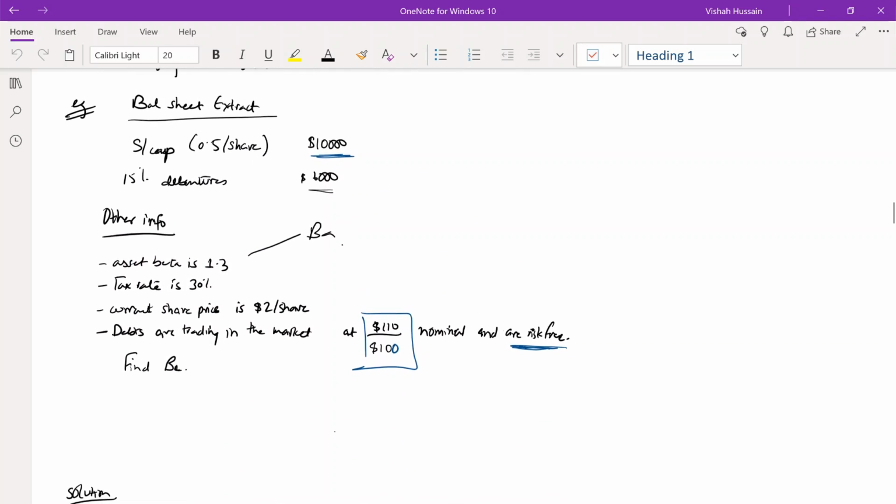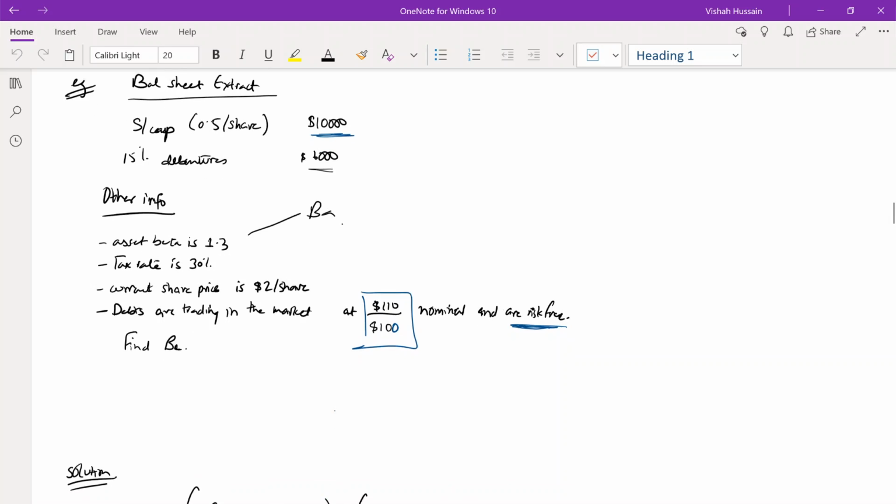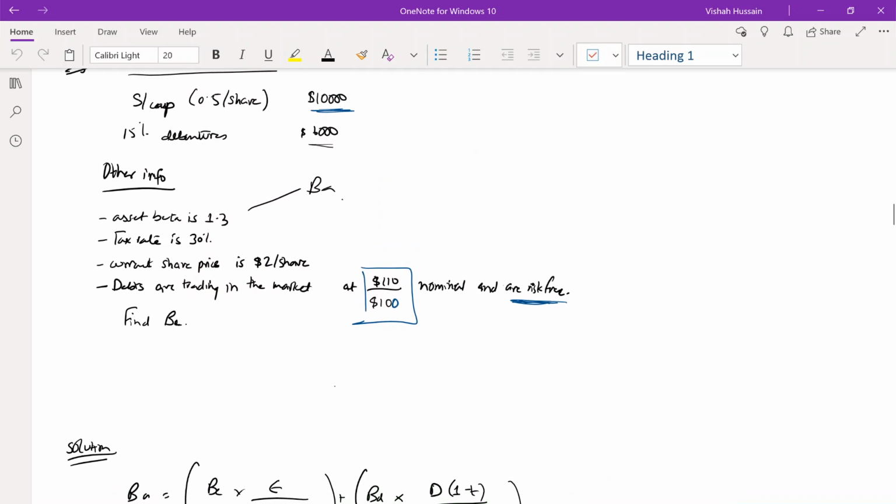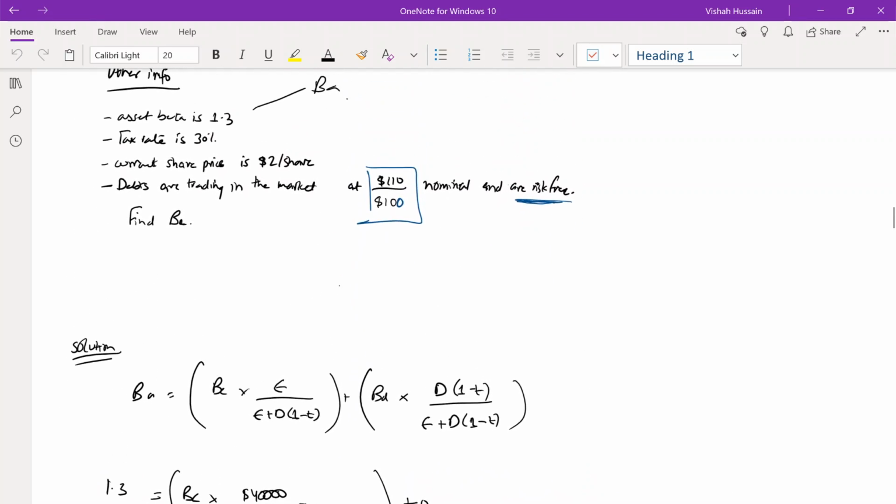Now here's an example. Share capital is $10,000, $0.5 per share, and 15% debentures are given at a value of $6,000. Other information is given. Asset beta is 1.3, tax is 30%, current share price is $2 per share. Debts are traded in the market at 110 over $100, and it is risk free. Find beta equity. Now you have the beta asset, that is 1.3. Beta equity needs to be found out.